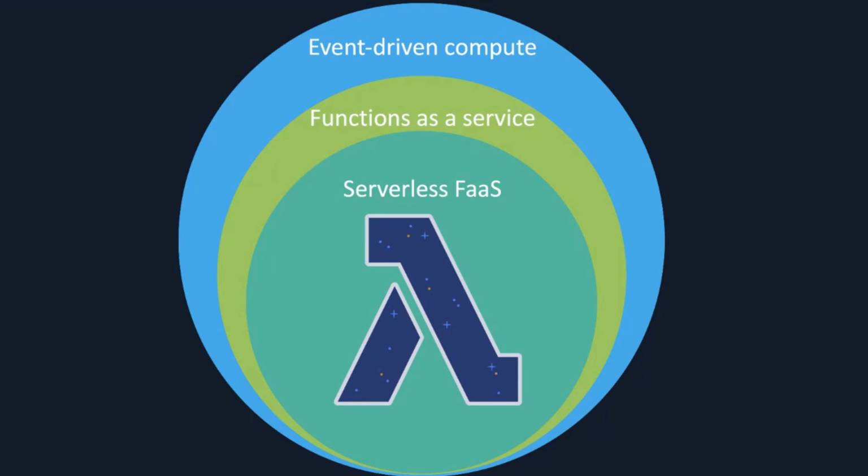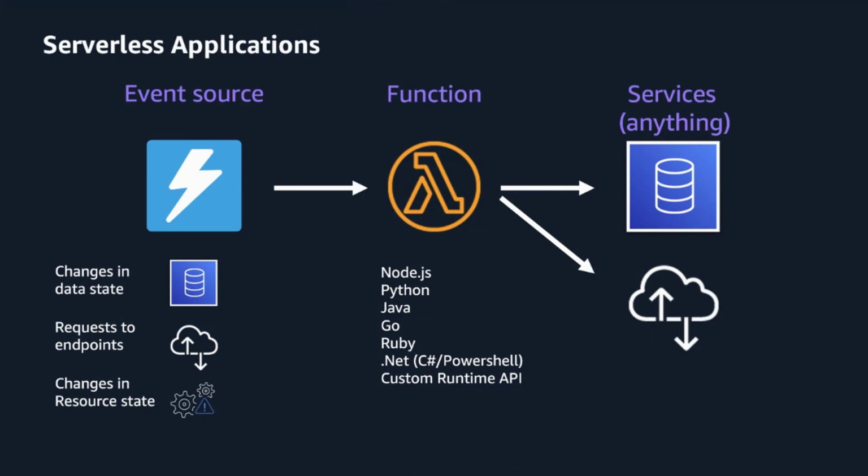All you have to do is upload your code, and Lambda takes care of everything required to run and scales your code with high availability. You can set up your code to automatically trigger from other AWS services or call it directly from any web or mobile app. But Lambda doesn't just sit in a vacuum by itself.